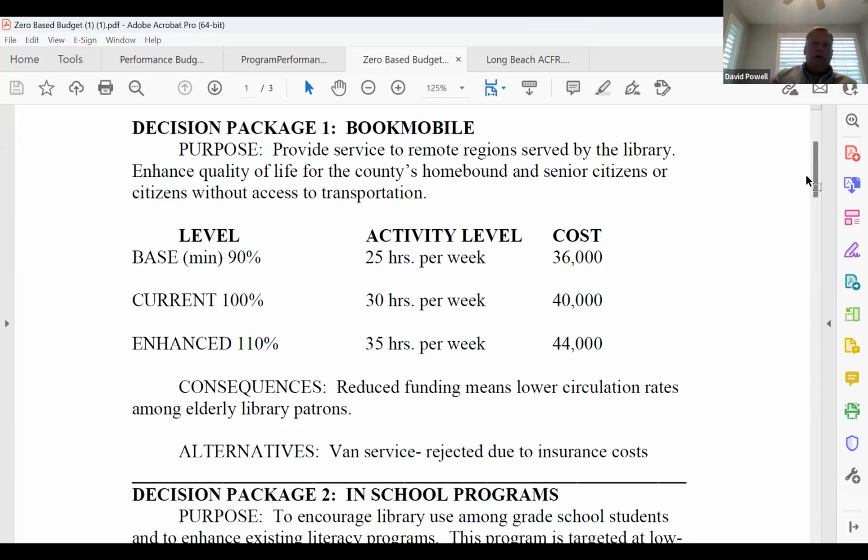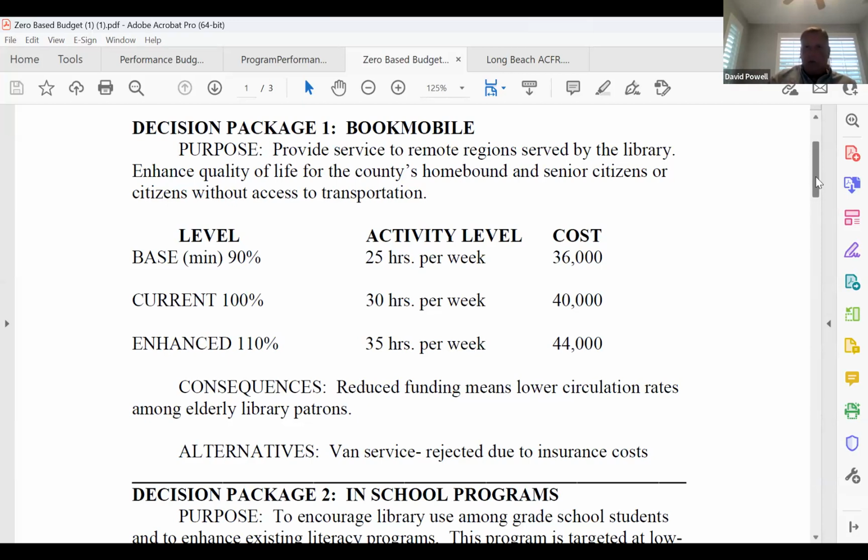Well, what are the consequences of choosing between these three different levels of funding? Obviously, reduced funding means lower circulation rates among our elderly library patrons. So we're not going to be able to service as many people if we choose the 90 or the 100% level as compared to choosing the 110% level. Again, that's a very brief discussion of consequences. In a real decision package, that discussion of consequences can go on for multiple pages.